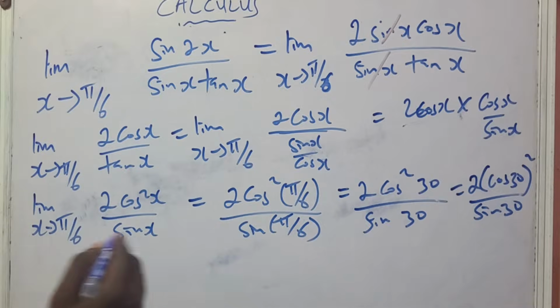Now, you see we have, what is my cos 30? My cos 30, using your special triangle. Those of you who have issues with trigonometry, it's going to affect you greatly in calculus.